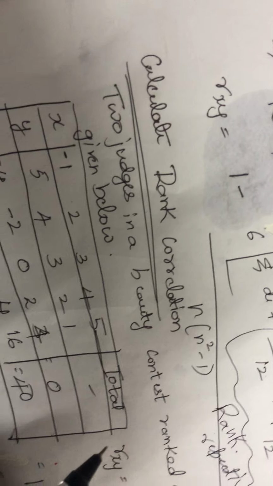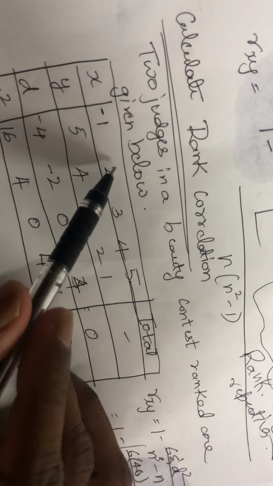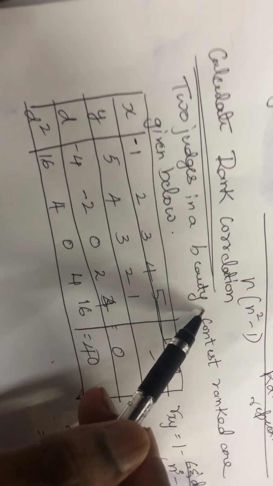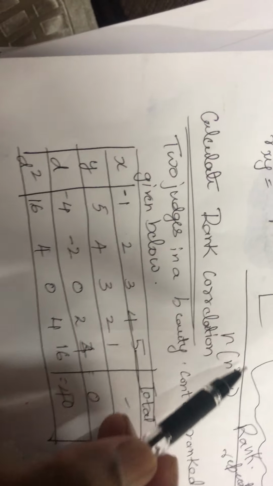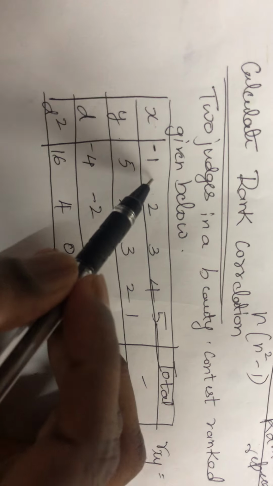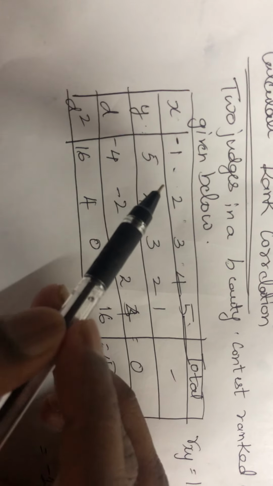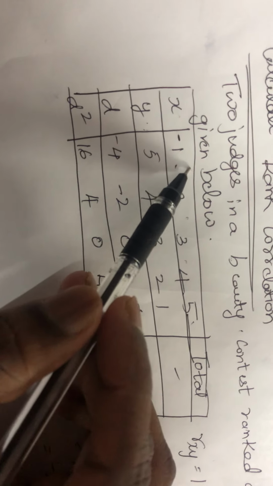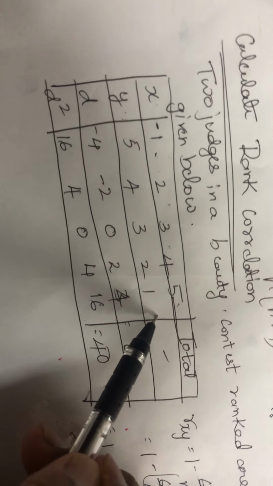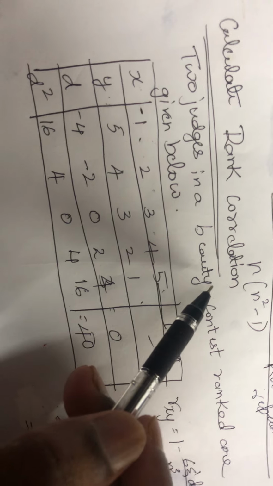Spearman's rank correlation. Two judges in a beauty contest, ranks are given below. There was a competition related to a beauty contest, wherein two judges were there, Judge X as well as Judge Y. Judge X has given ranks 1, 2, 3, 4, 5, and Judge Y has given the opposite: if X has given first rank, Y has given fifth rank to the same person, then 4, 3, 2, 1. Now under Spearman's rank correlation, I need to calculate Rxy.